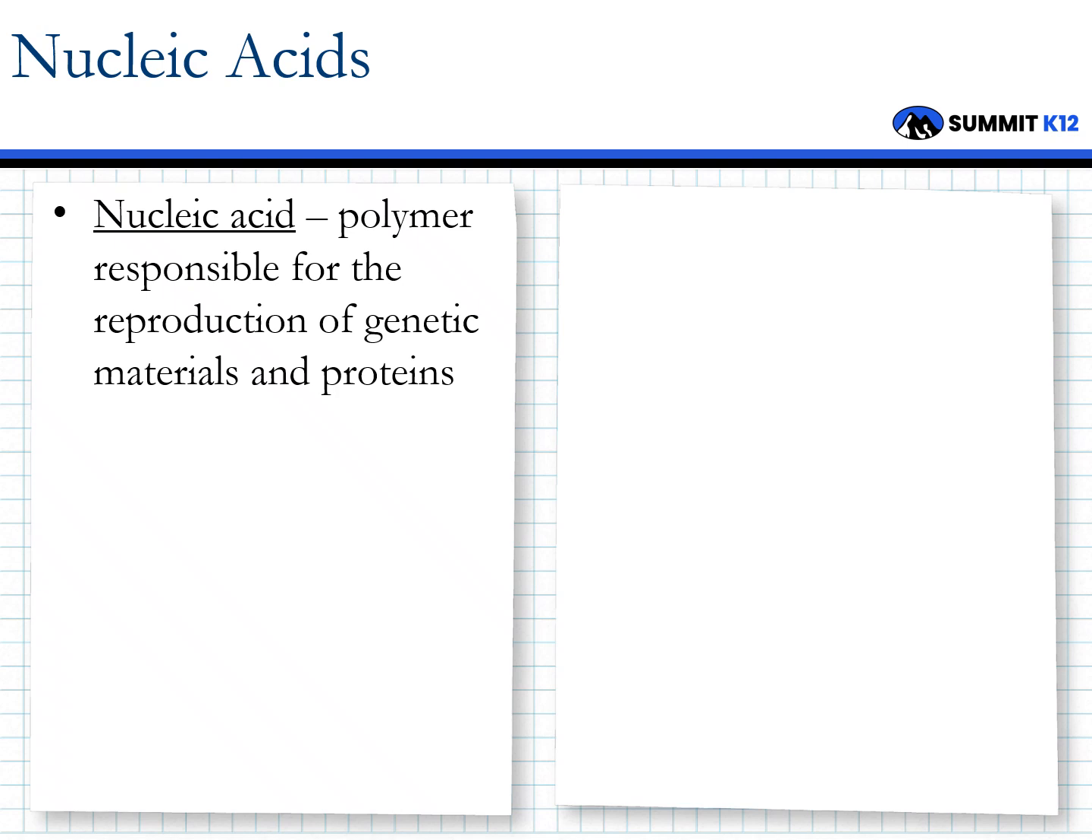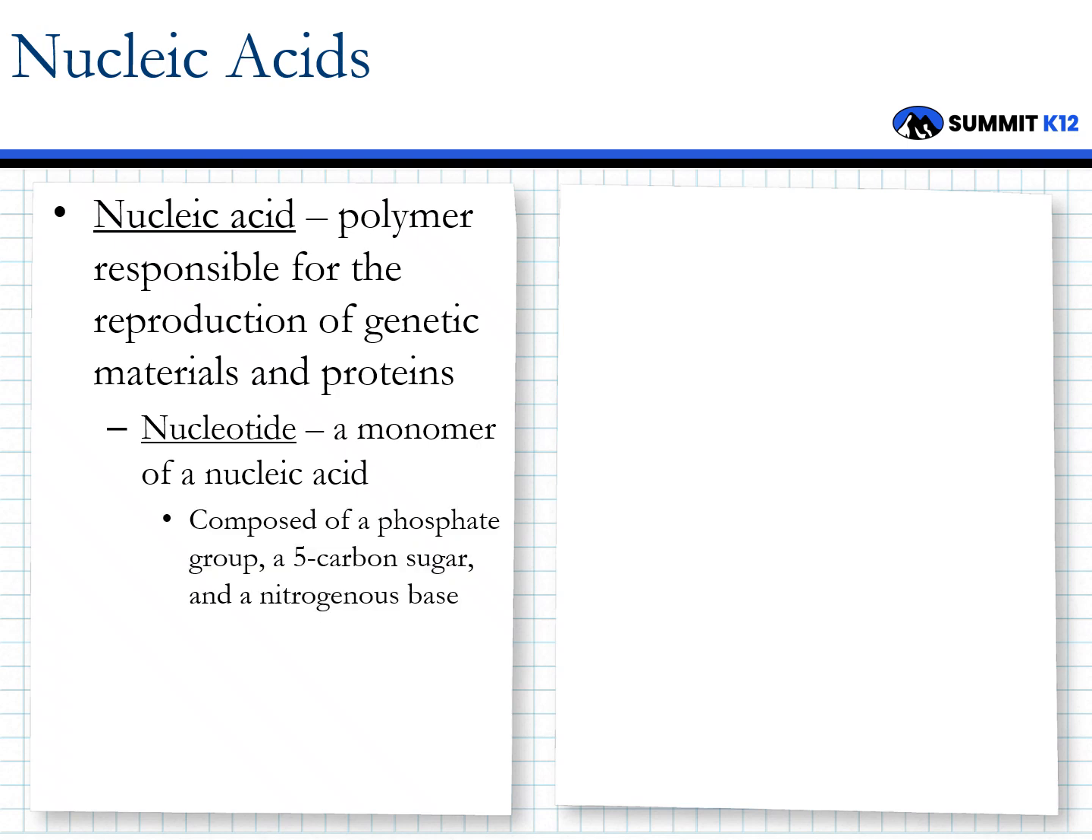So we're going to talk a little bit more about nucleic acids in our next chapter, but they're super cool and awesome, and they make you who you are today. So nucleotides are the monomer of a nucleic acid. So you can put a bunch of nucleotides together and you're going to get this long chain to form a polymer, or our DNA and RNA. They are composed of a phosphate group and a 5-carbon sugar with a nitrogenous base.